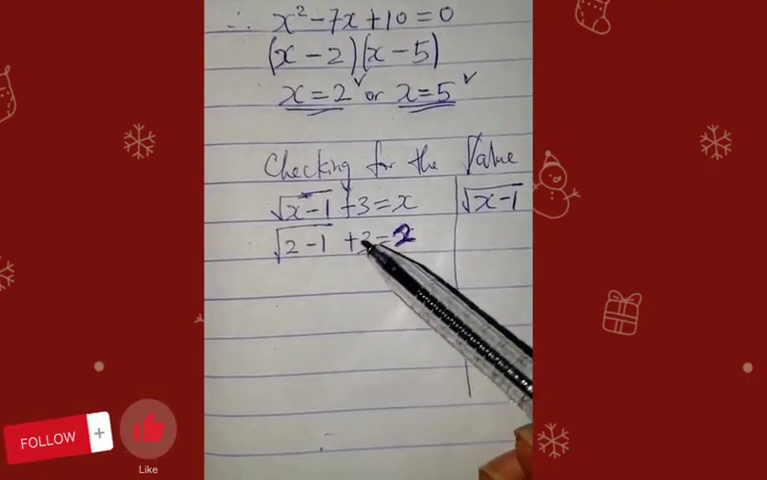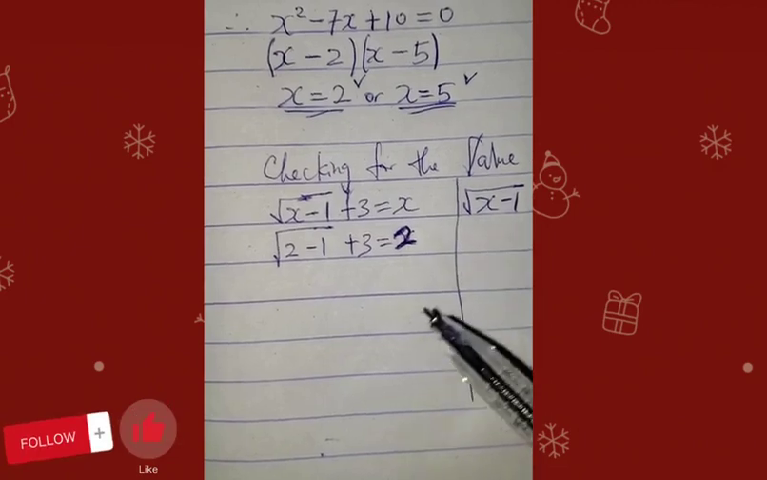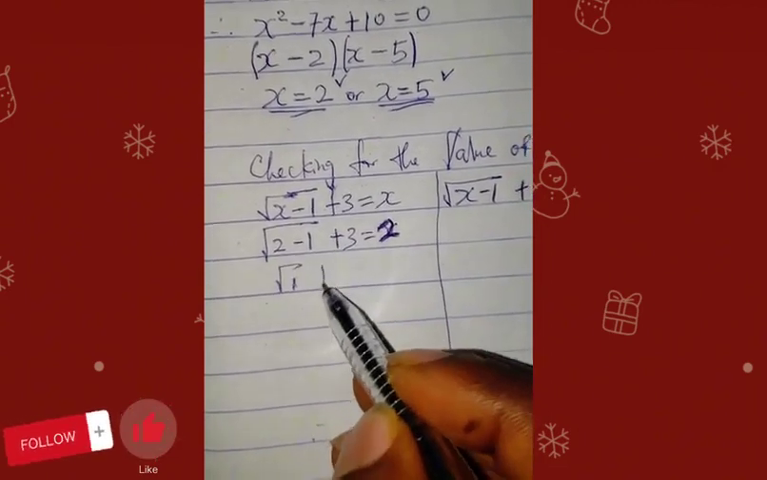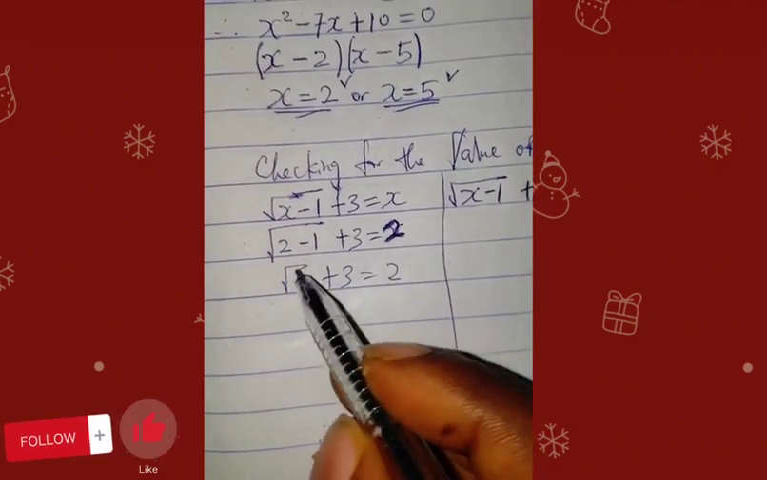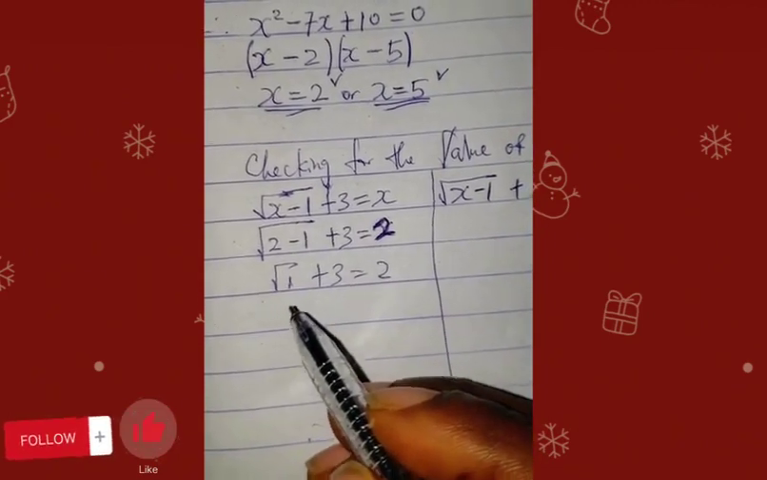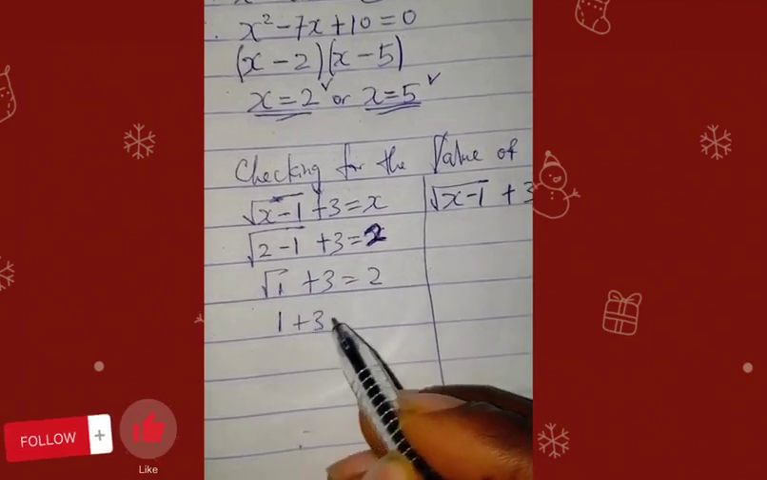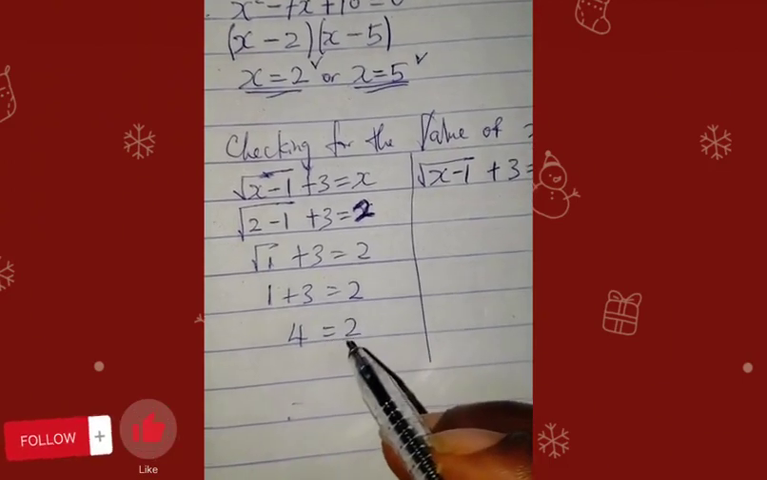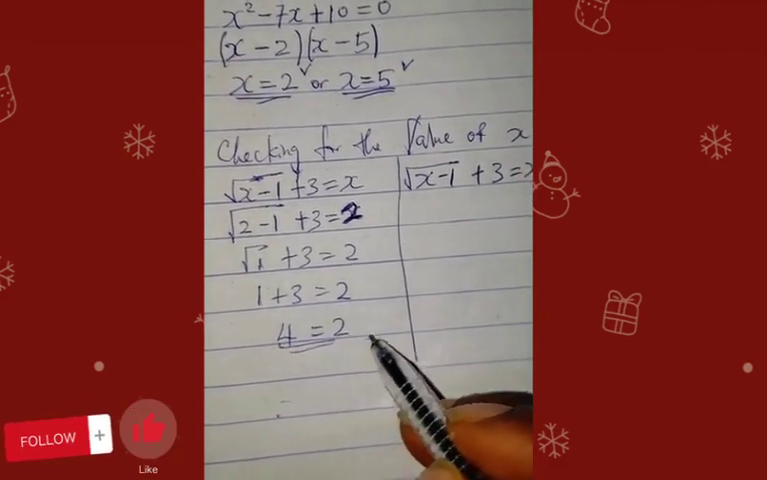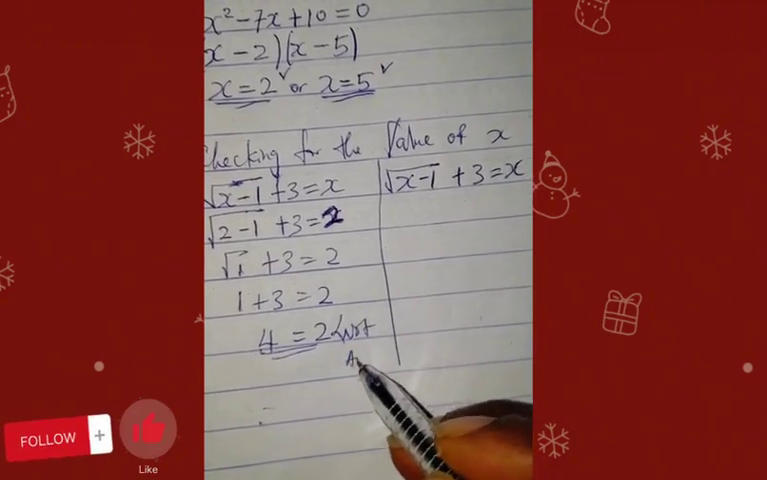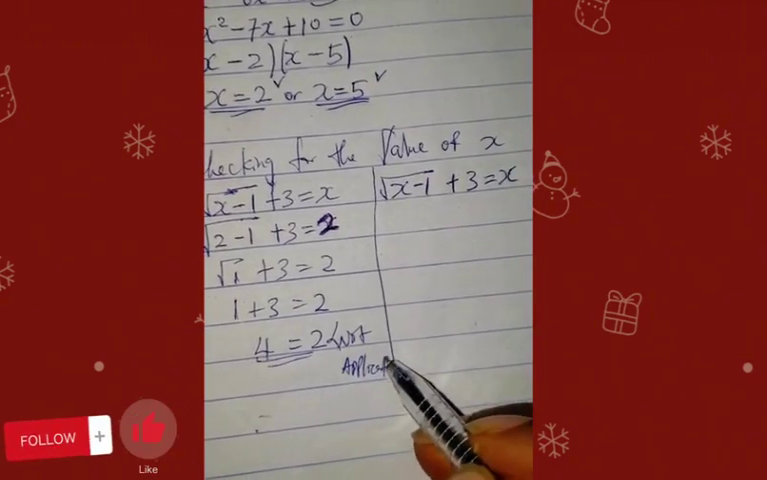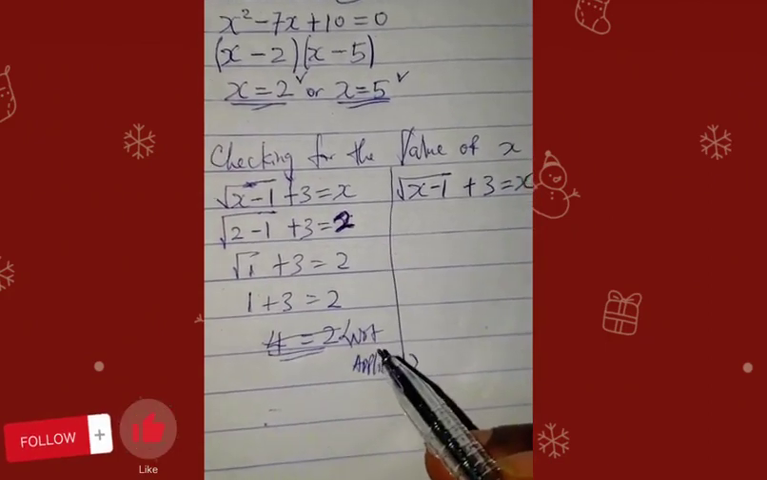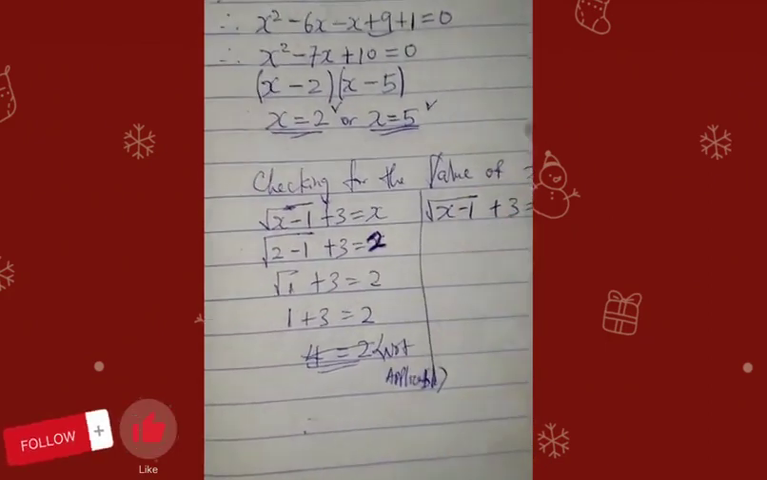Everywhere you see x, you change it to 2. So surd 2 minus 1 plus 3 is equal to 2. Now let's check. 2 minus 1 should give us 1. So you say surd 1 plus 3 is equal to 2. Don't forget the square root of 1 is 1. So you write 1 plus 3 is equal to 2. 1 plus 3 is 4, is equal to 2. Can 4 be equal to 2? No. That means this answer is not applicable, so you can just cross this. It cannot satisfy our equation in the question.